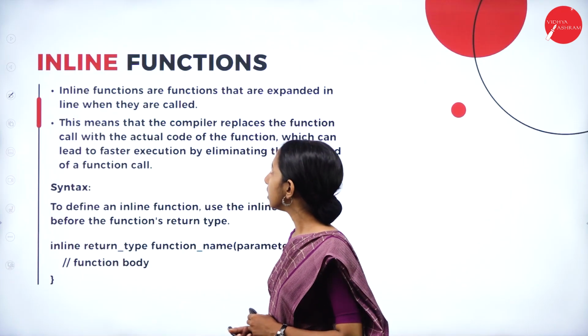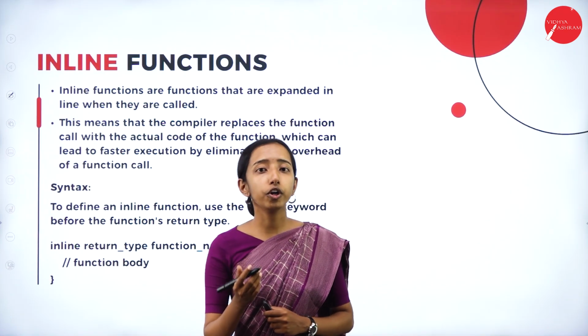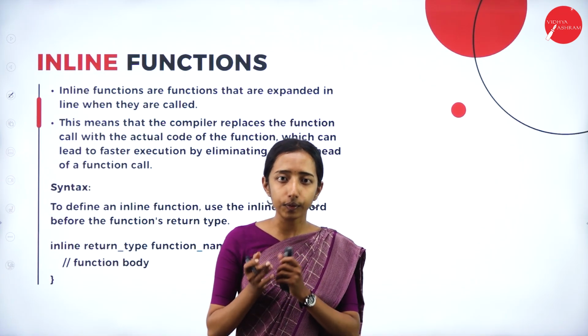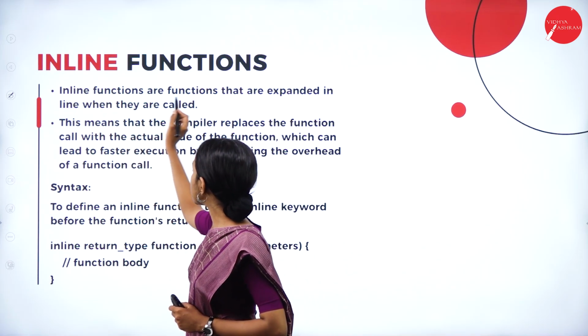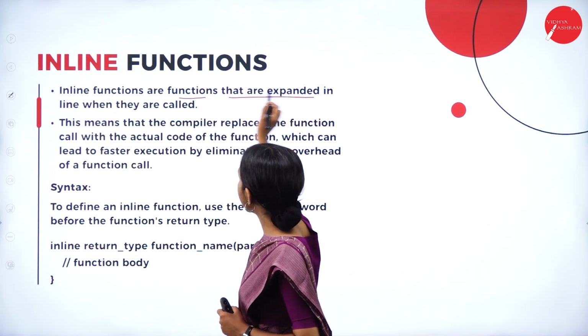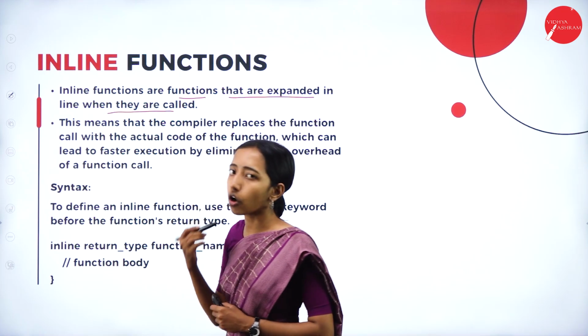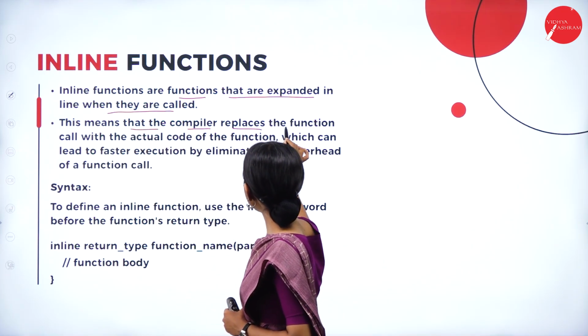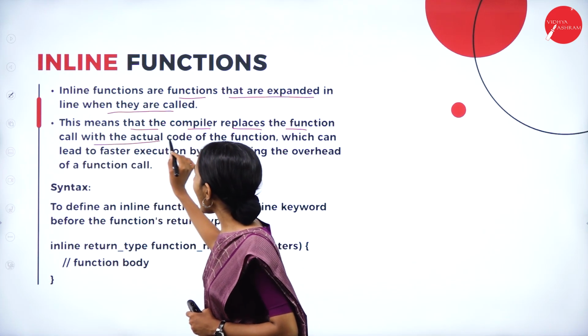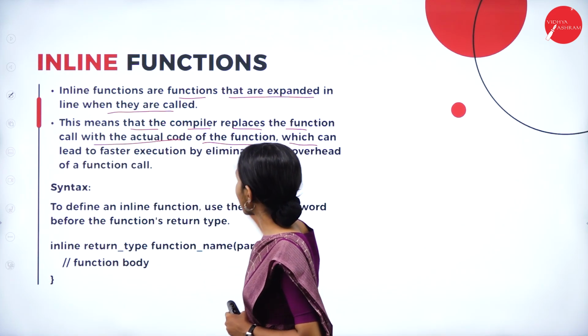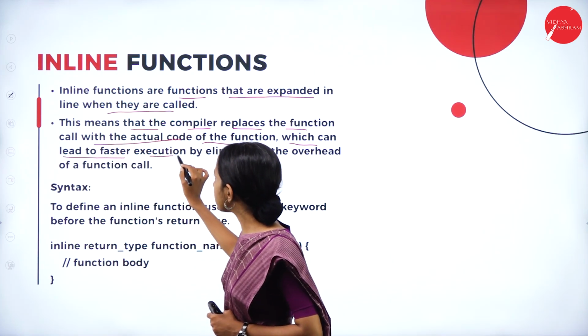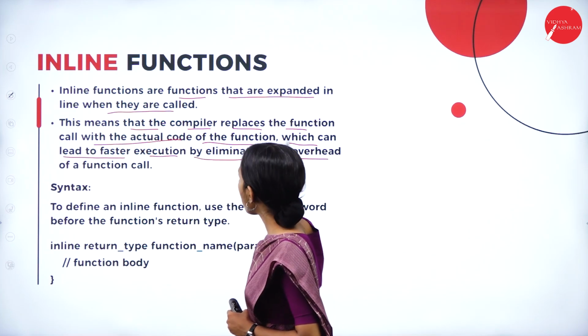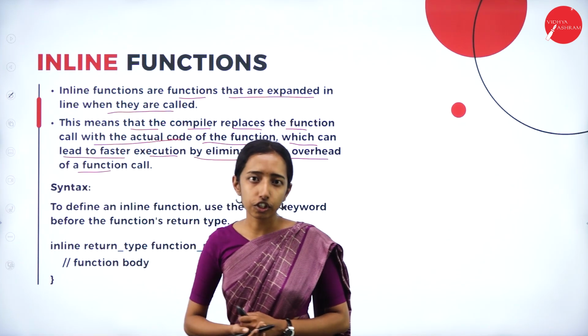Next we are having inline functions. What do you mean by inline function? How does it work? Inline functions are functions that are expanded in line when they are called. This means that the compiler replaces the function call with the actual code of the function, which can lead to faster execution by eliminating the overhead of a function call.